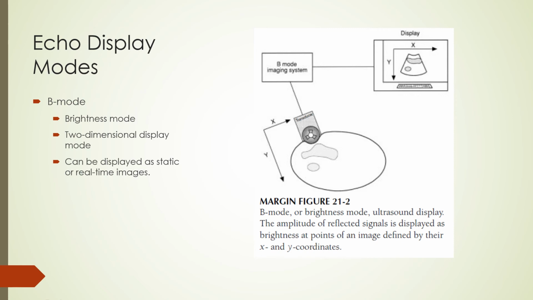B mode images can be displayed as either static or real-time images, and for real-time image display, images are displayed at greater than 24 frames per second, but will show some flicker. If displayed at greater than 48 frames per second, there is no visible flicker shown. And so on this image, this is your B mode display as shown here, and it shows you the structures being displayed here, and that is what it will look like on a B mode display.